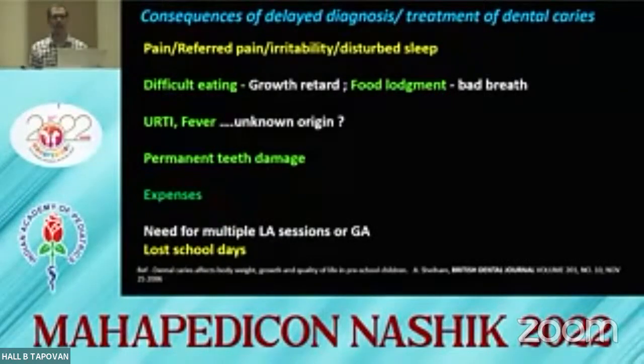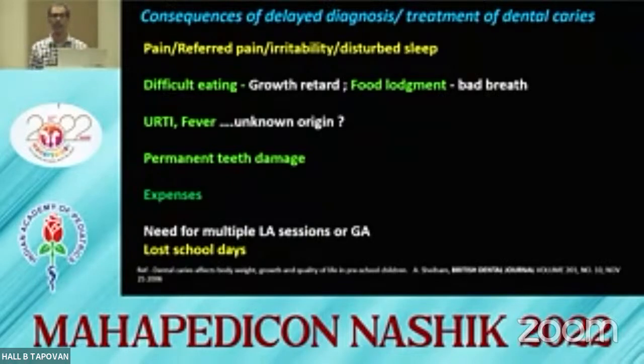Then frequent upper respiratory tract infections or fever, which are considered to be of unknown origin. Dental cavitations are associated with streptococci, and that is one probable reason that children suffer from recurrent respiratory infections or fever. Permanent teeth damage. The best predictor for cavitations in permanent teeth is the incidence of carious lesions in primary dentition. So if we want the permanent teeth to be in place in a healthy manner, the primary dentition needs to remain healthy.